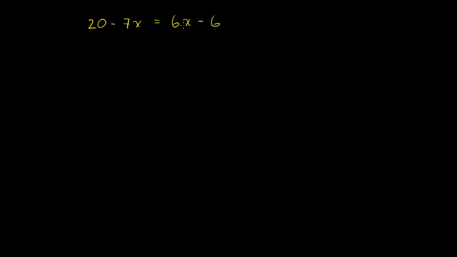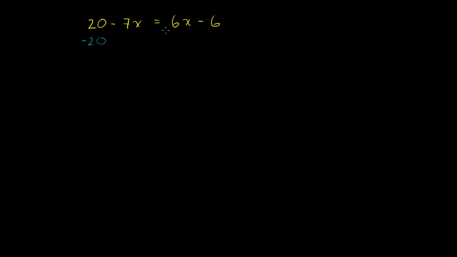And then we'll put all of the x terms, the negative 7x and the 6x, on the left-hand side. So to get the 20 out of the way from the left-hand side, let's subtract it. But this is an equation. Anything you do to the left-hand side, you also have to do to the right-hand side. If that is equal to that, in order for them to still be equal, anything I do to the left-hand side, I have to do to the right-hand side.